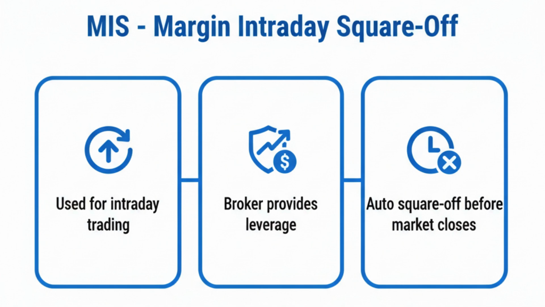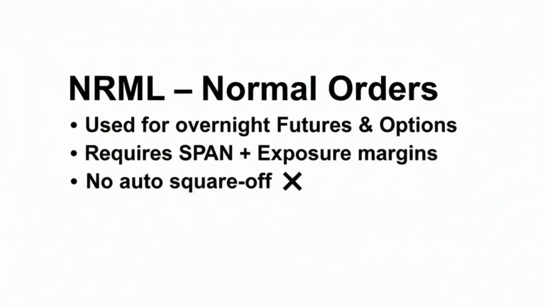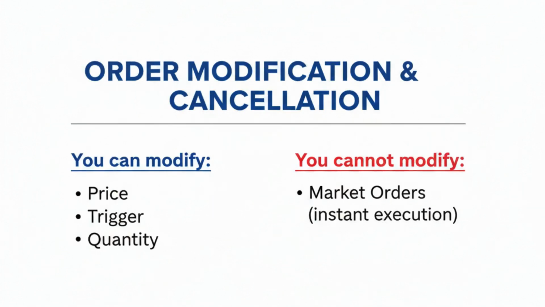MIS. Margin intraday square off. Used for intraday trading. Broker provides leverage. Auto square off before market closes. NRML. Normal orders. Used for overnight futures and options. Requires SPAN, meaning SPAN plus exposure margins. No auto square off.